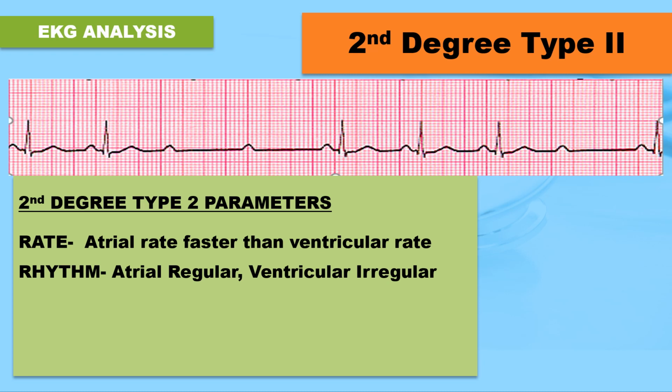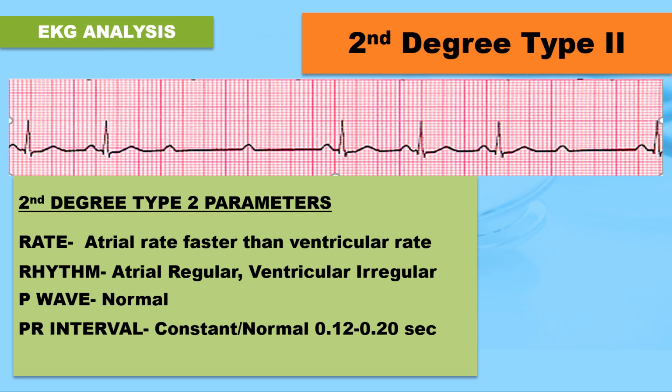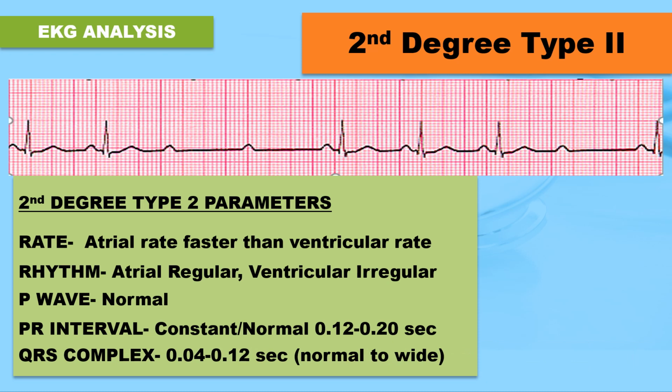The P waves, we will see P waves that are normal, they're upright, but there's too many. There's more P waves than QRSs. Our PR interval will be normal or slightly prolonged. It varies based on where the P waves are located. And then our QRS, usually a little bit wider because the ventricles are taking a little bit longer to contract, but that's not always the case, guys. We may have fairly normal QRS complexes in second degree type 2.